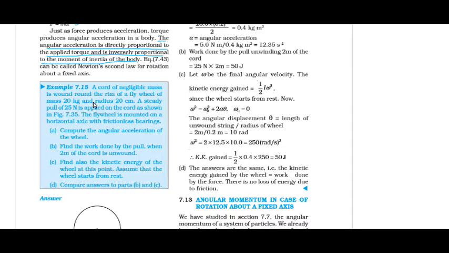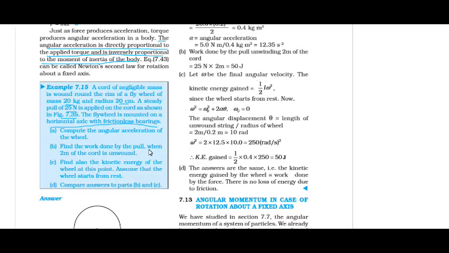Example 7.15. A cord of negligible mass is wound around the rim of a flywheel of mass 20 kg and radius 20 centimeter. A steady pull of 25 Newton is applied on the cord, as shown in figure 7.35. The flywheel is mounted on a horizontal axis with frictionless bearings. Compute the angular acceleration of the wheel.